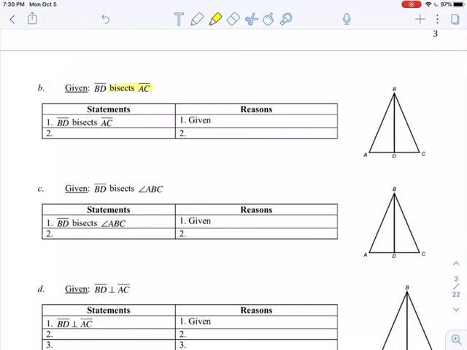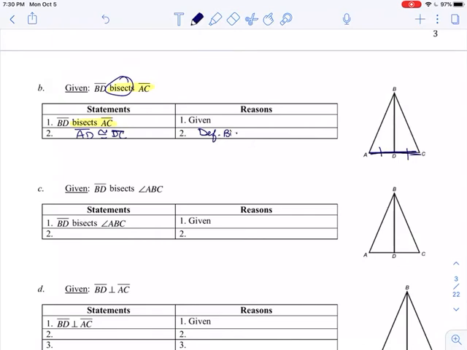Now B, I'm changing up the given. This one I'm saying that BD bisects AC. So BD bisects AC. That means it's cutting AC in half. So again, same exact statement, AD is congruent to DC, but my reason's going to be different.